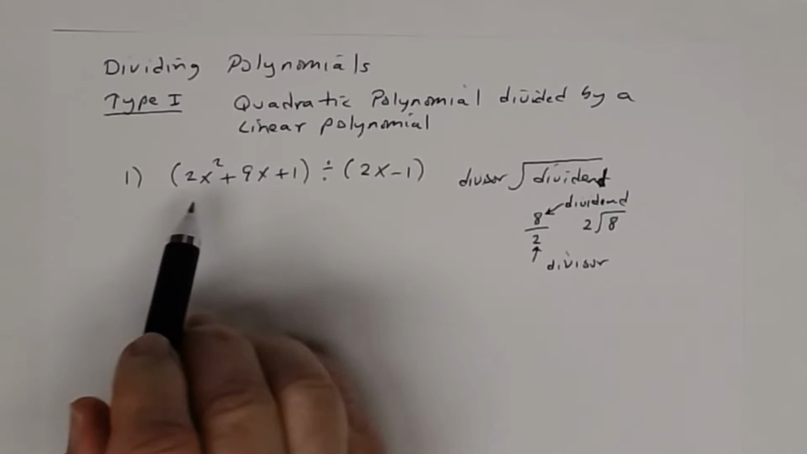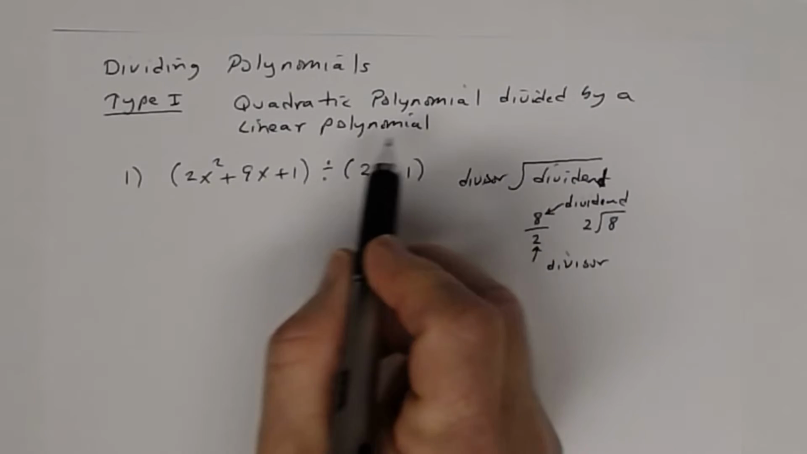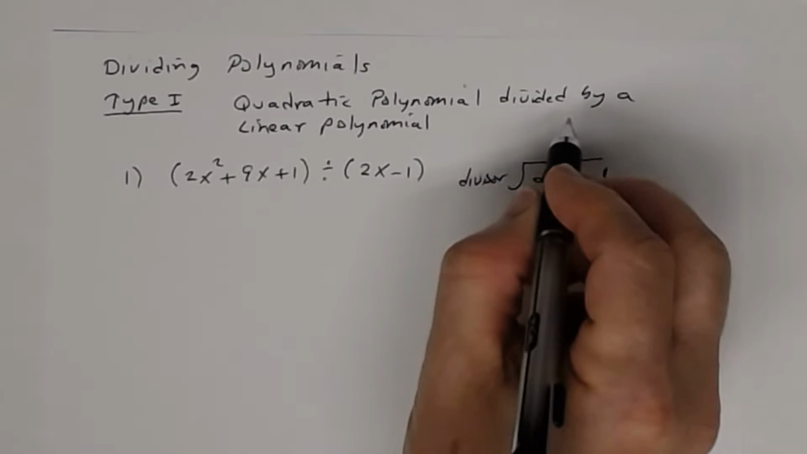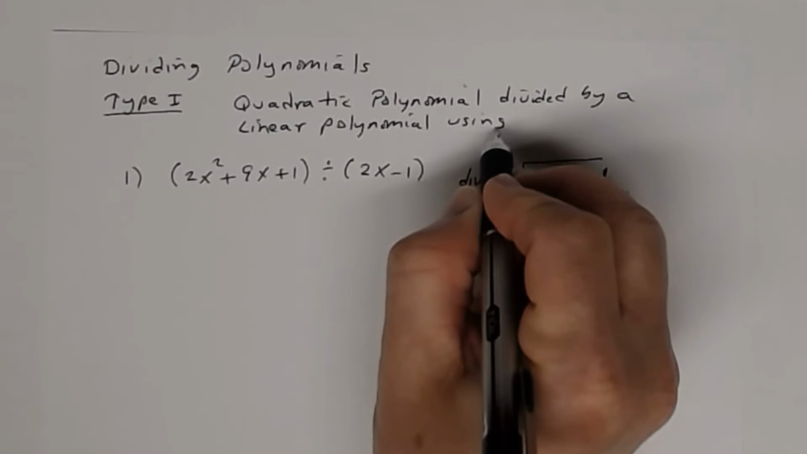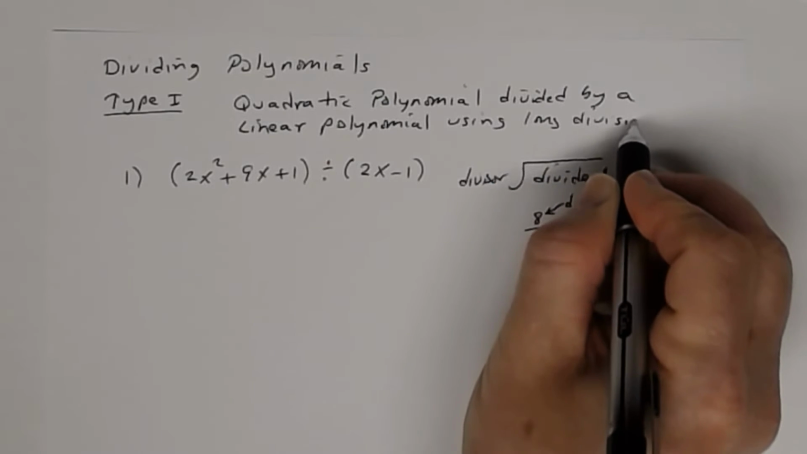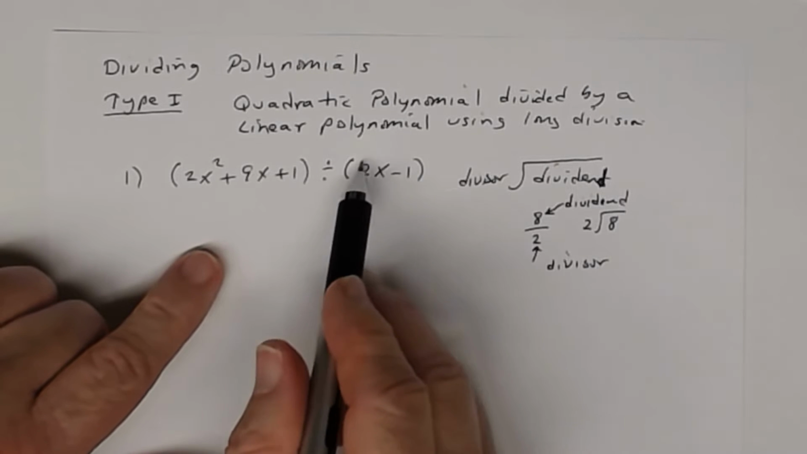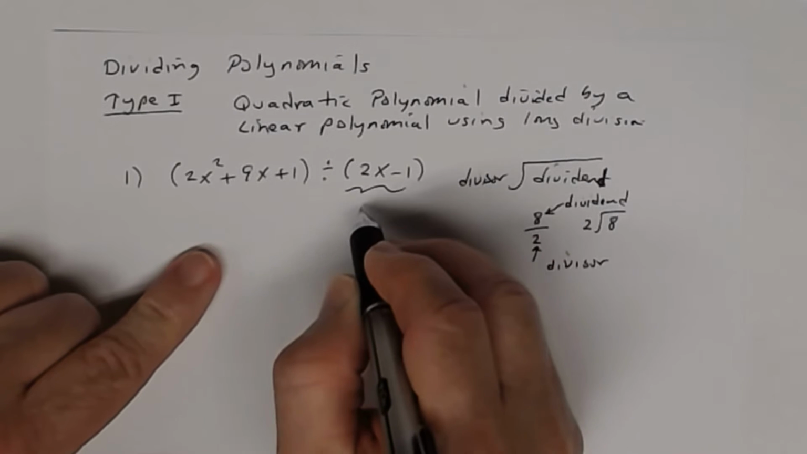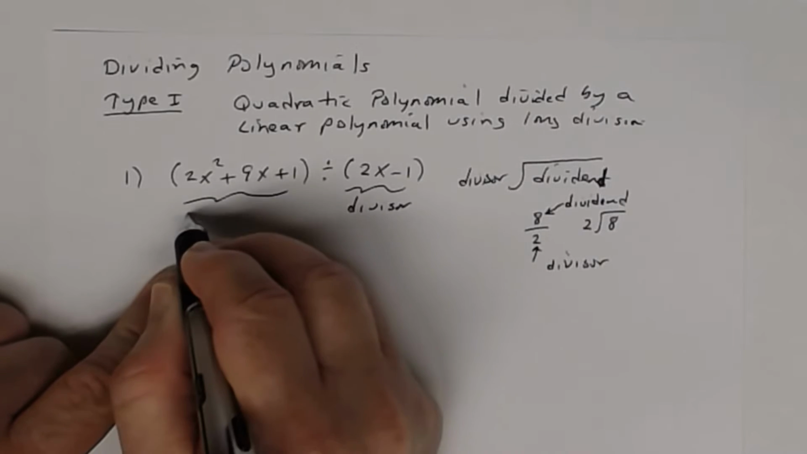Okay? And so to divide this, you're going to be doing this by long division. So maybe I should say right here, divided by a linear polynomial using long division. So let's go ahead and do that using long division. So this is your divisor, and this will be your dividend.